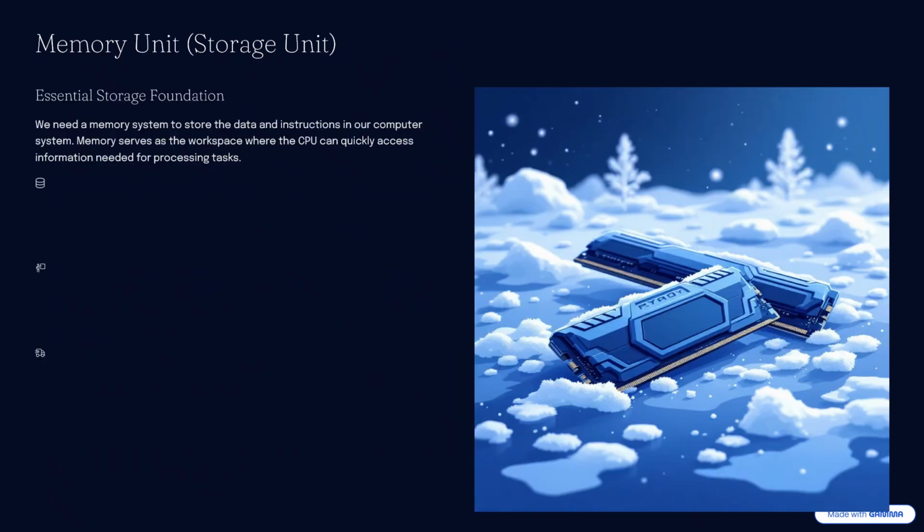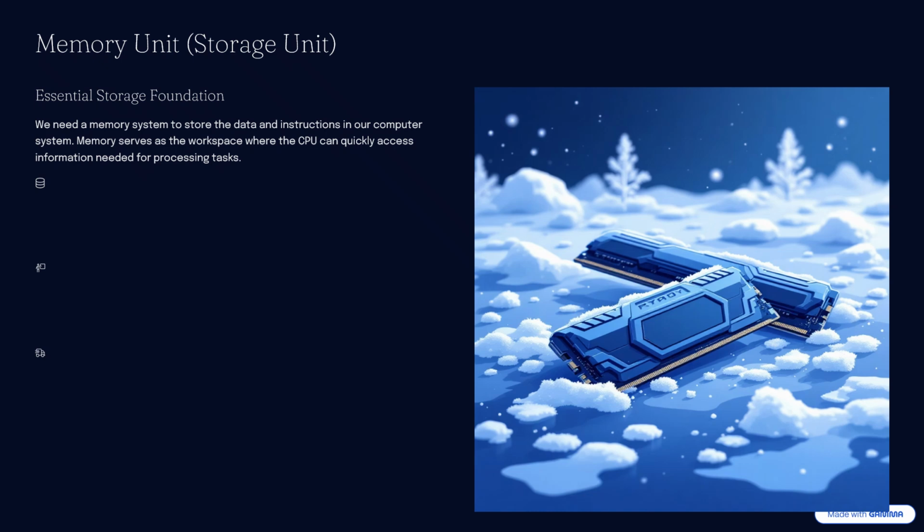Then we go to the next unit, which is the memory unit. What is a memory? We need a memory for storing the data and instructions in our computer system. The memory serves as the workspace where the CPU can quickly access the information needed for processing tasks.